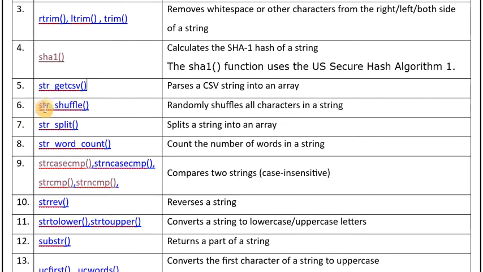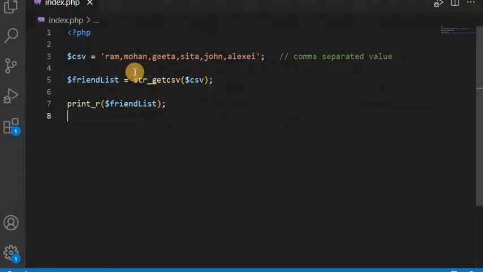Now the next function is str shuffle. Str shuffle randomly shuffles all characters in a string. It is used to generate any random string by using any string. Let me show you how it works. This is a very simple one. Let's suppose we have characters A to Z: A, B, C, D, E, F, G, H, I, J, K, L, M, N, O, P, Q, R, S, T, U, V, W, X, Y, Z.